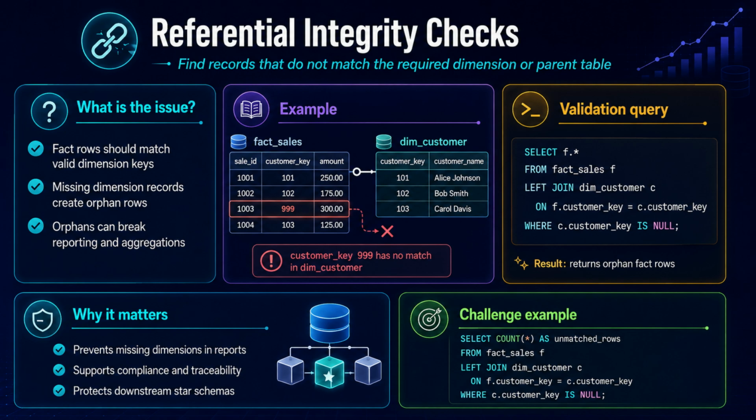The challenge version counts how many unmatched rows exist. This is very useful in production support because sometimes you do not need to inspect every bad record immediately. First, you need to know whether the issue exists, how large it is, and whether it breaks your data quality threshold. This type of check is extremely important in banking, compliance, audit traceability, and reporting systems. It helps confirm that every transaction can be connected to the correct business context before users make decisions with the data.